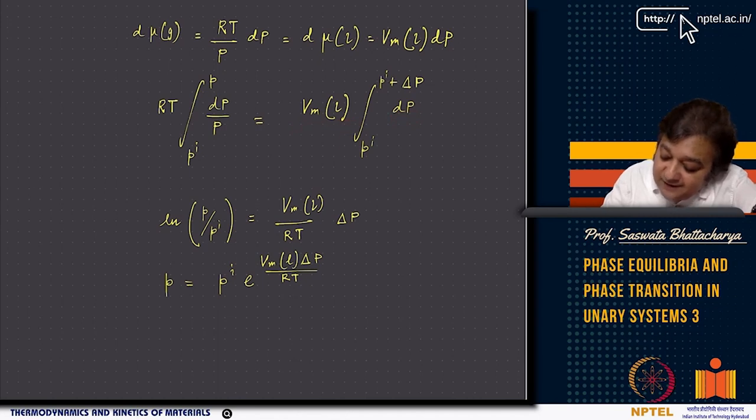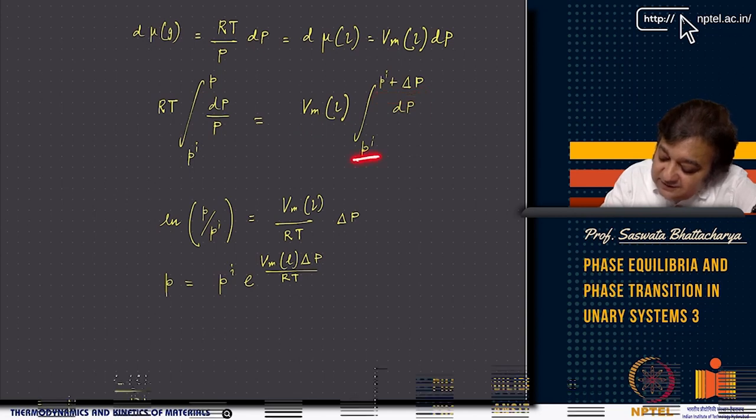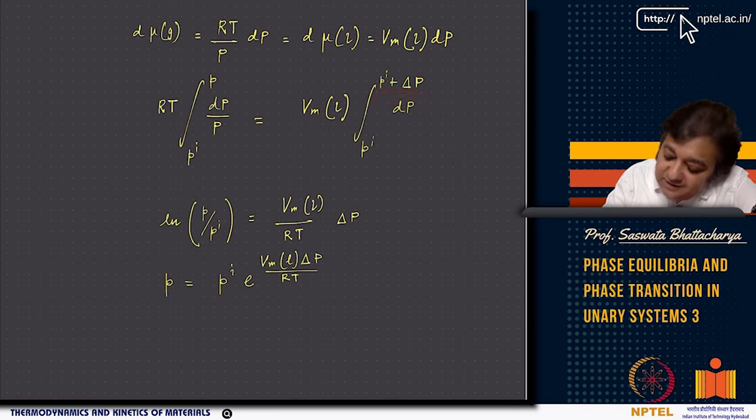So, Pi plus delta P. It starts with Pi, the original vapor pressure, then there is the pressurized gas, and as a result the pressure above the liquid has changed to Pi plus delta P. Here Pi has gone to some value P, and P minus Pi is basically delta P. So ln P by Pi equals Vm liquid by RT delta P, right? Immediately you can see that.